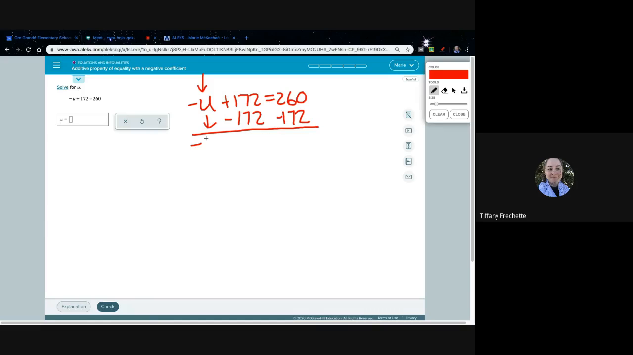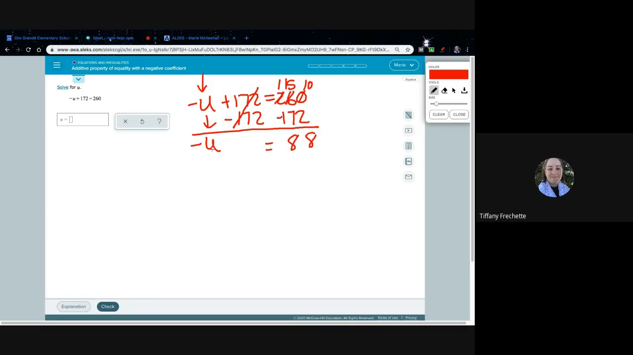I'm going to bring down negative U. 172 minus 172 cancels. This becomes 0. That's what we wanted to happen. And then I bring down the equal sign. Now we just need to subtract. So make sure you're doing your borrowing. They don't give us a calculator on this one. You're still welcome to use a calculator. That's still perfectly fine. But we can also do this with some borrowing here. So we end up with 88.